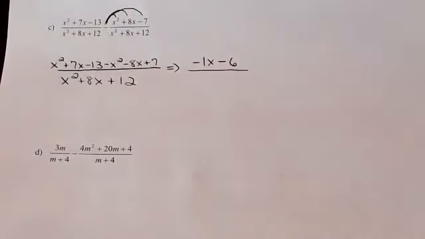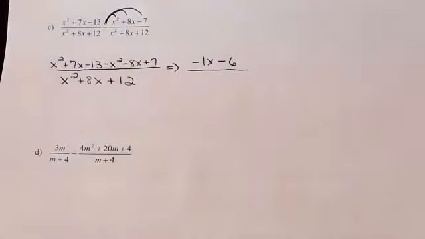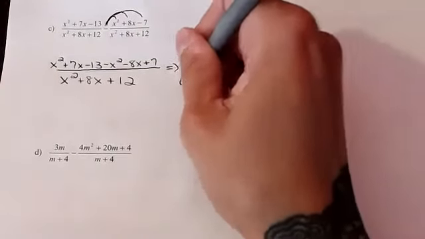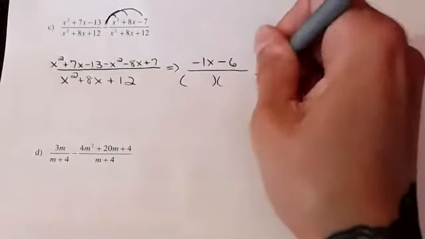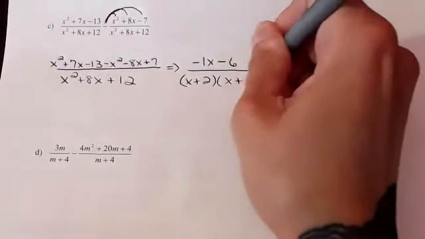Now that denominator x squared plus 8x plus 12, we can definitely factor that. So we're looking at this in terms of trial and error. Given that this is trial and error, we want factors of 12 that combine to give us 8. What are those two factors? 2 and 6. Yeah, cool. Perfect. So x plus 2, x plus 6.